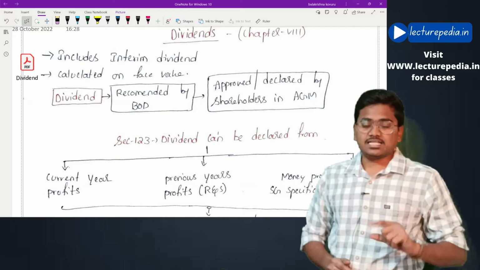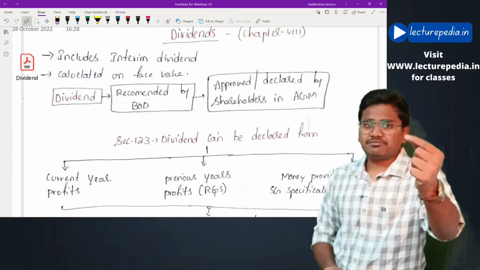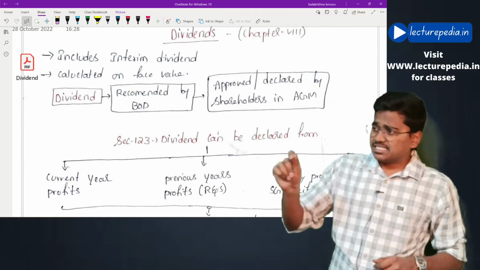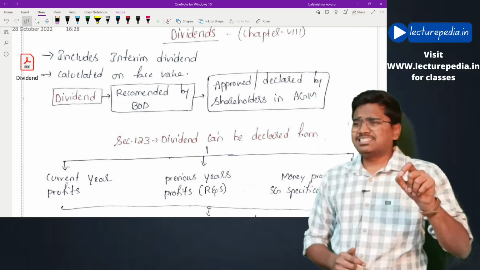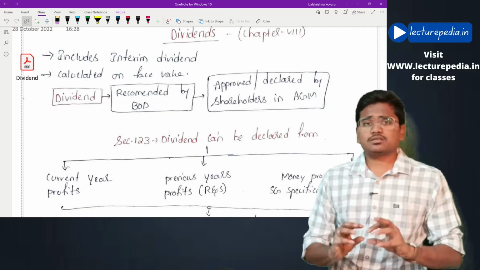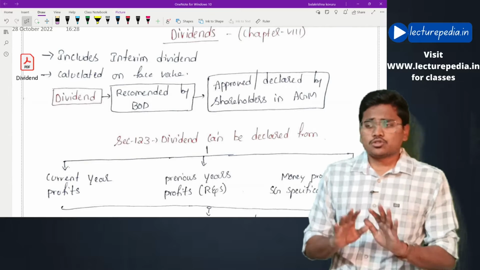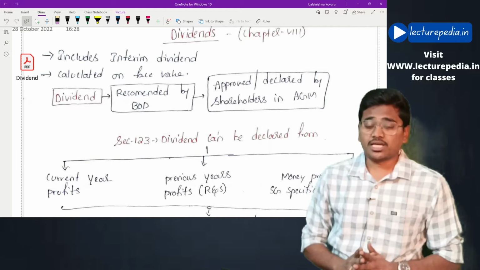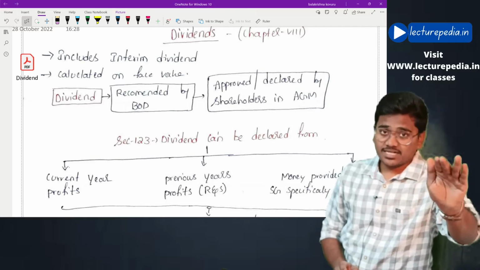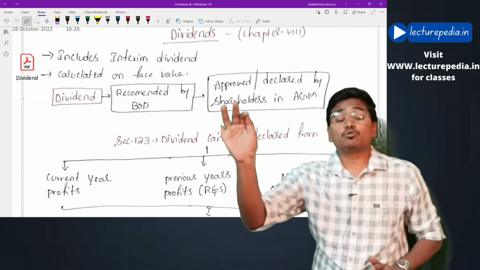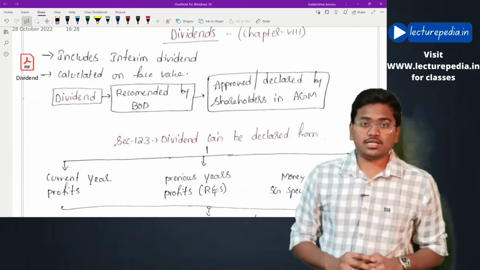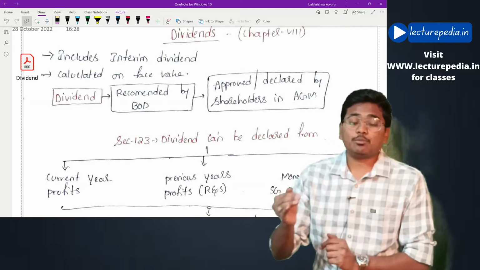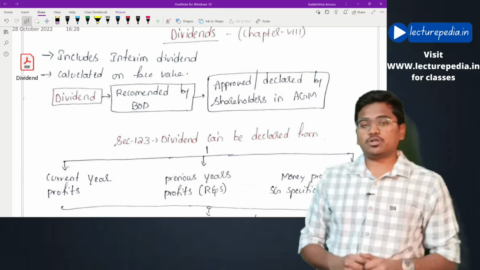Now coming to the second case, the board of directors recommended a dividend of 10 rupees and shareholders in the general meeting feel that 10 rupees is a somewhat huge amount. So let us not give 10 rupees as a dividend. Let us give only 5 rupees. The board of directors recommended 10 rupees. Shareholders approved only 5 rupees. Whether this can be done or not? The answer is yes. Shareholders can reduce the amount of dividend that has been recommended by the board of directors.